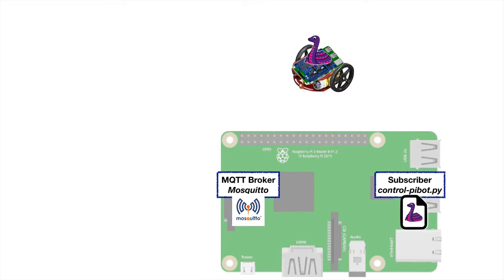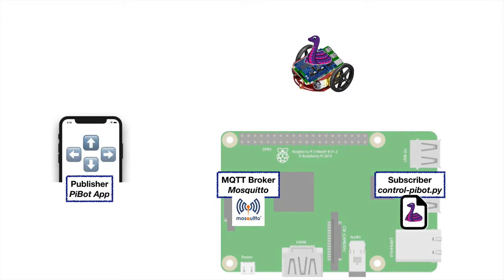So now what does all this mean for our robot project? Well, we need a broker, so we're going to download an open source broker program called Mosquitto. We also need a subscriber, so we're going to write a Python program, and we'll call that control-pybot.py. Both of those things are going to run on our Raspberry Pi. Our iOS device is where our app is going to run, and that's going to act as the publisher, so we'll call that PiBot.